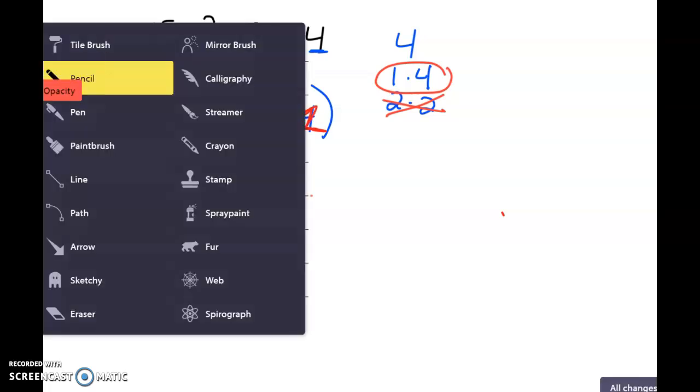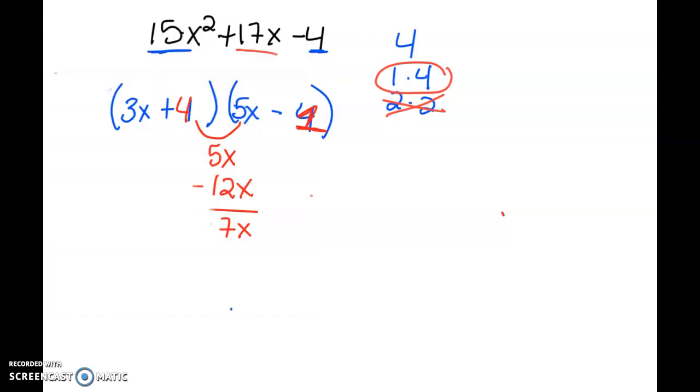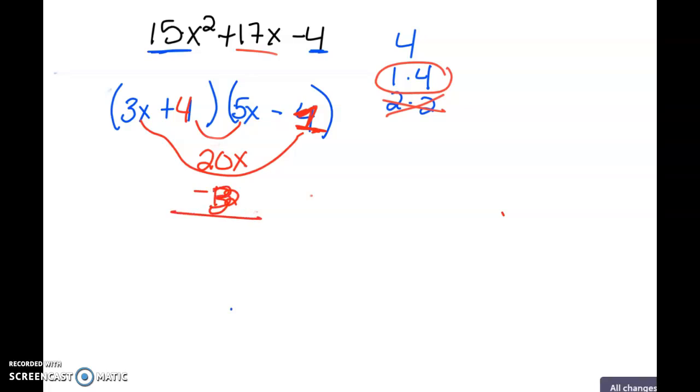So in doing that, I think that should give me what I need, or close to what I need. Let's see. So this is now going to be 20x, and then the outer is going to be negative 3x. Sorry, that's a 1 now. So it's negative 3. So if I combine these, 20x minus 3x, that's going to give me 17x. And that's in fact what I have here in the center. So that tells me that my final answer must be 3x plus 4 times 5x minus 1.